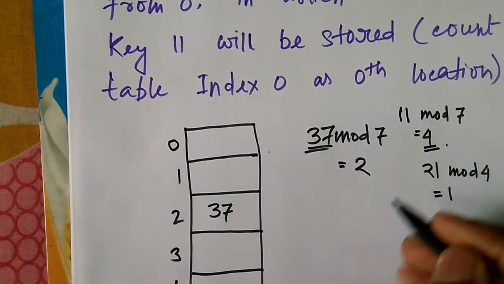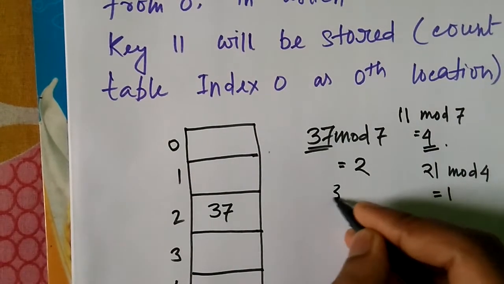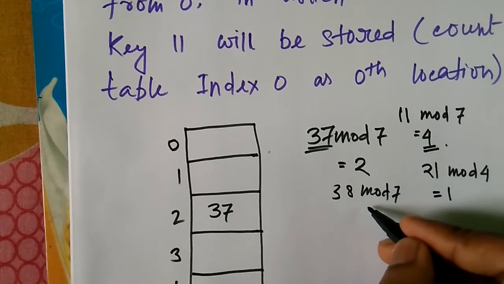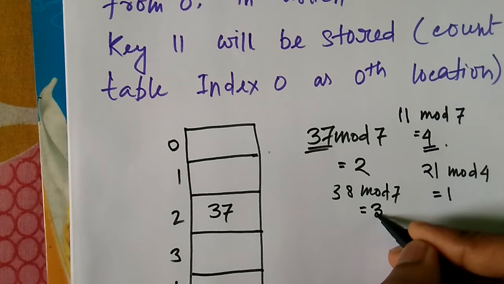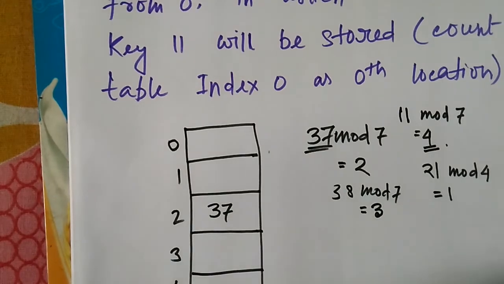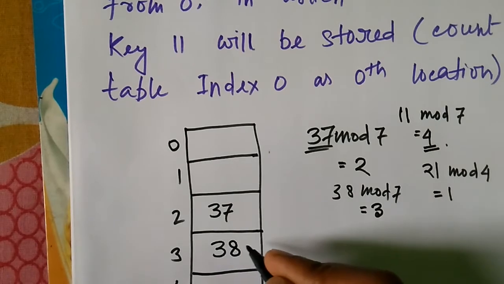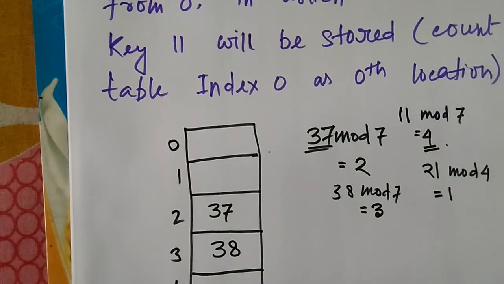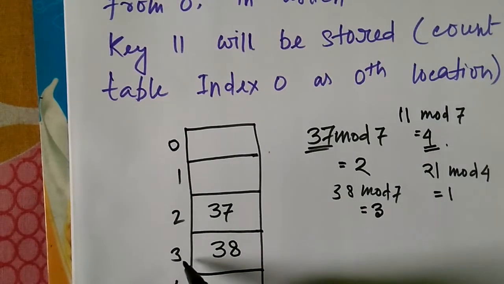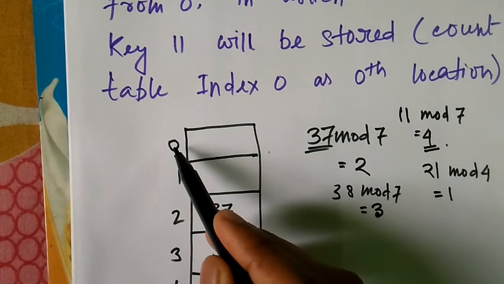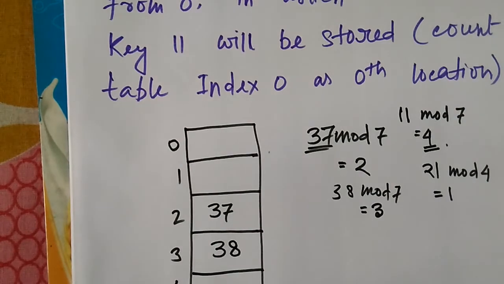38 mod 7, the remainder will be 3. So it will go in index 3, which is the fourth position if you count from 0, 1, 2, 3. Like that, I am inserting all the elements.